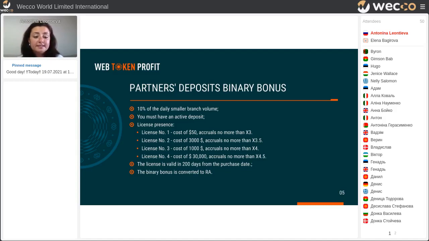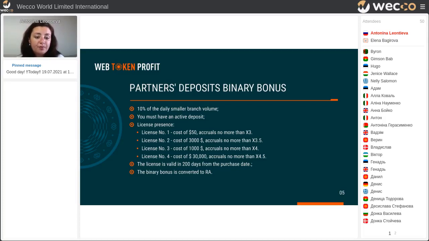And the next license is valid for 200 days from the purchase date. Yes, if you buy a license nowadays, it will be working only for 200 days.